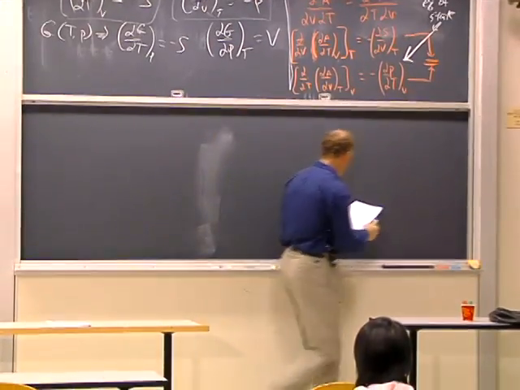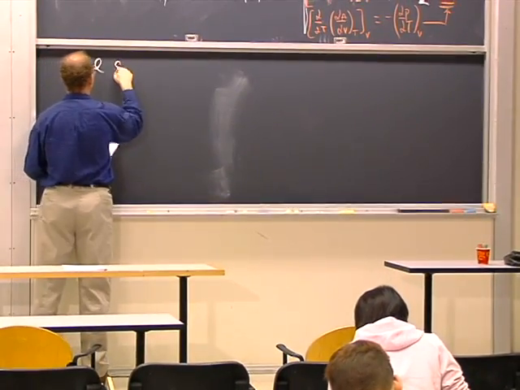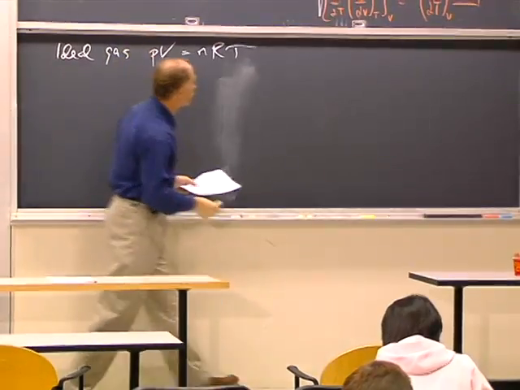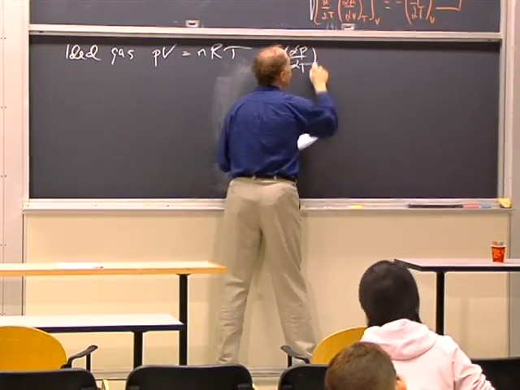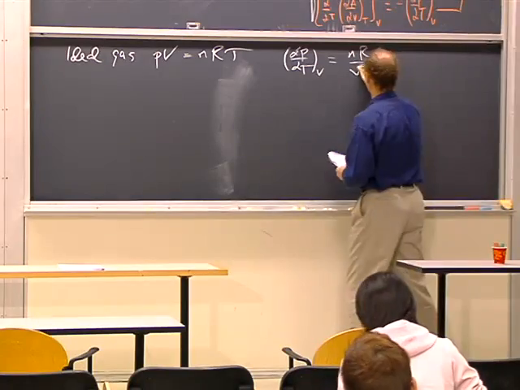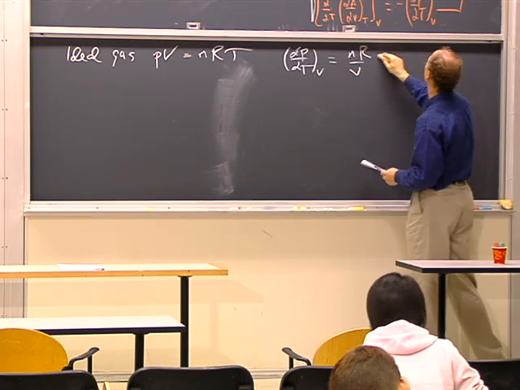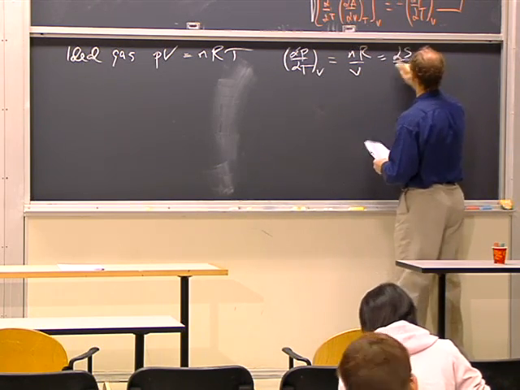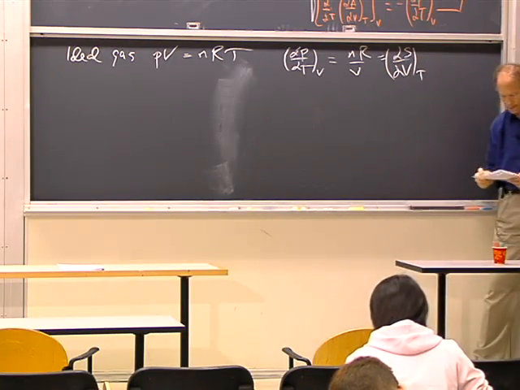If we try that for an ideal gas, right? PV is nRT. So dP/dT at constant volume, right? It's just nR over V. And that now we know must equal dS/dV with the positive sign at constant temperature.